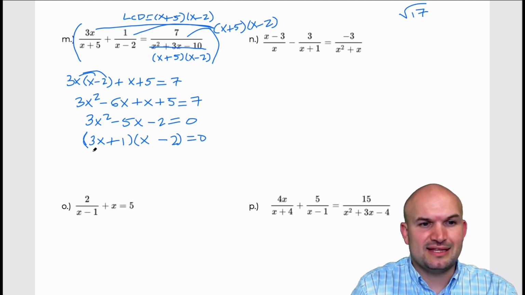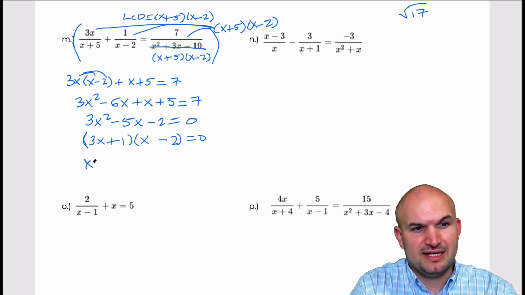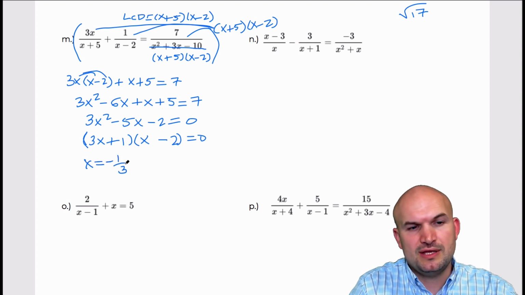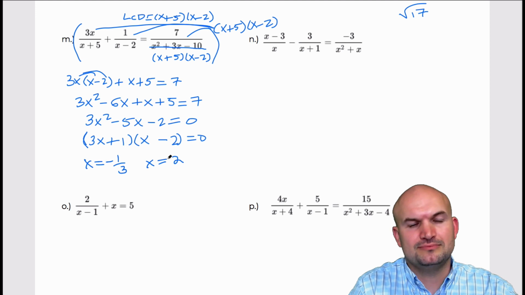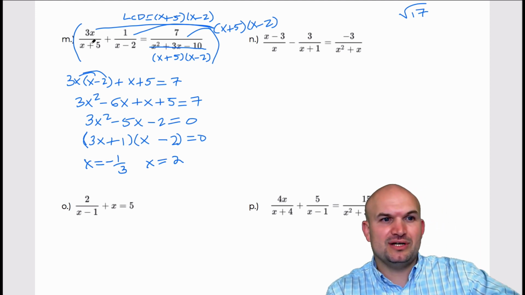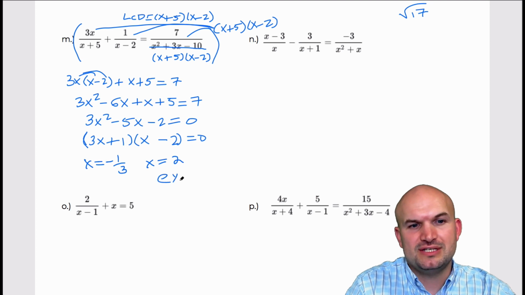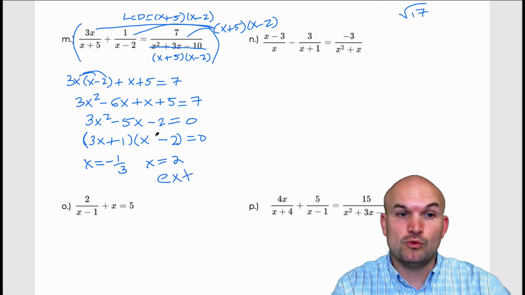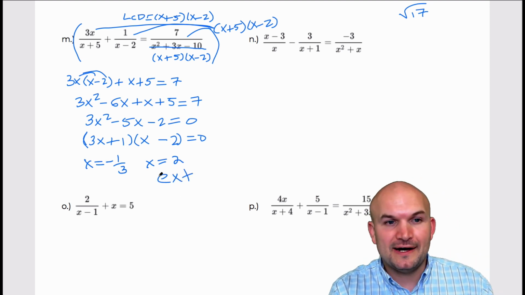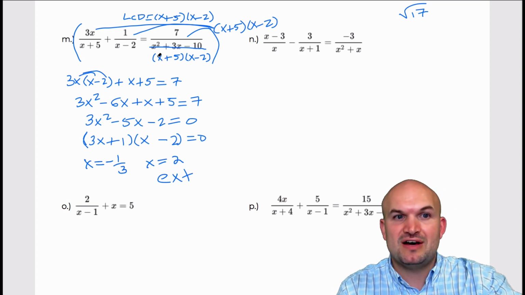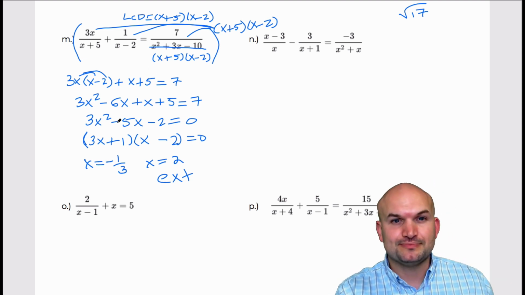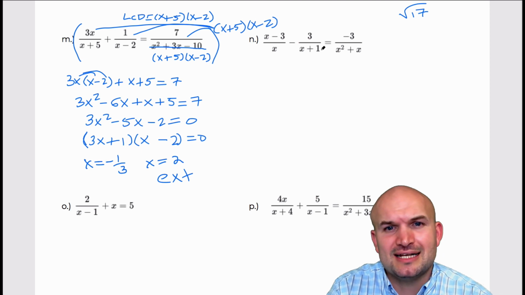So now I can just set these both equal to 0 and solve, and I'd get x is equal to negative 1/3 and x is equal to 2. And again, we see that I can plug in negative 1/3, but I cannot plug in the 2. So therefore, this is an extraneous solution. It works for the simplified expression, but it does not satisfy the original equation. All right, on to the next one.